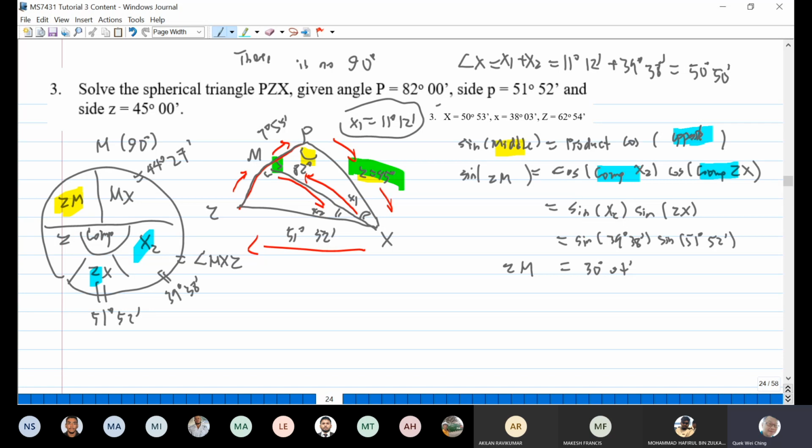Okay, so is there another answer? Yes, of course, there's another possibility because we do sine inverse here. Angle ZM is equal to 180 degrees minus 30 degrees 7 minutes. But this is a big angle, right? 149 degrees 53 minutes. Okay, but this angle will be rejected.